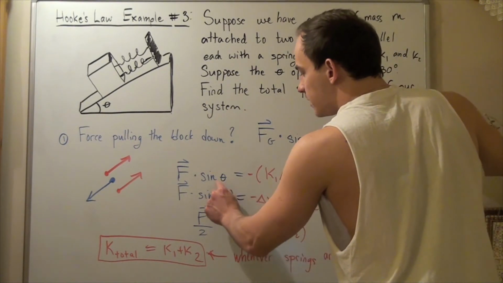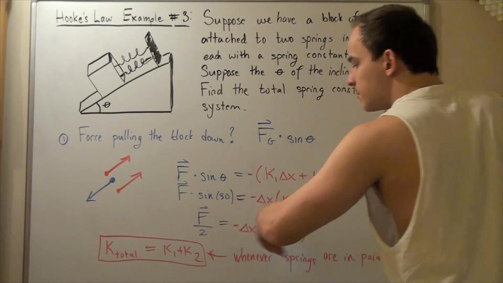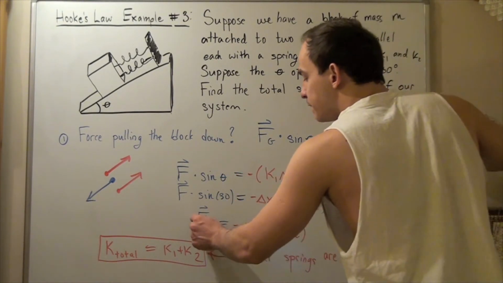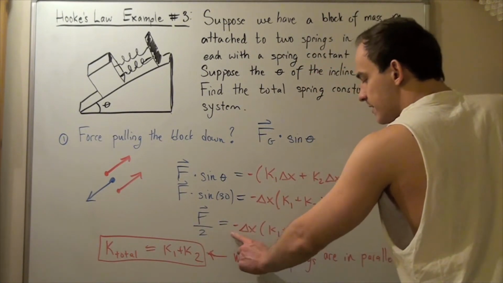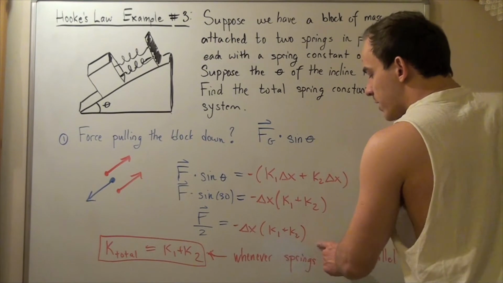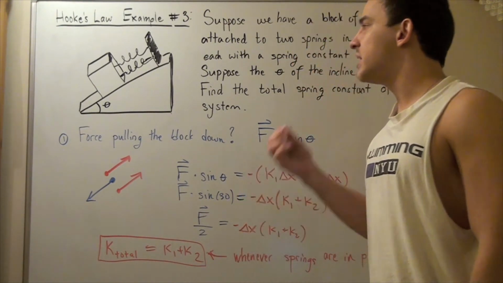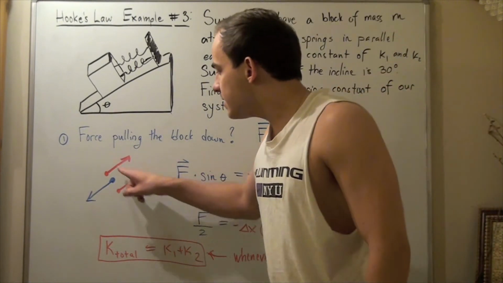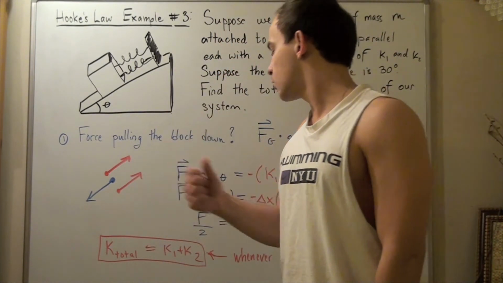And since our angle is 30, I plug in 30. Since sine 30 is simply 1/2, I get my force of gravity divided by 2 is equal to negative change in x, in parentheses, K1 plus K2. Now this negative simply comes from the fact that these vectors are in opposite directions. They point in opposite directions.